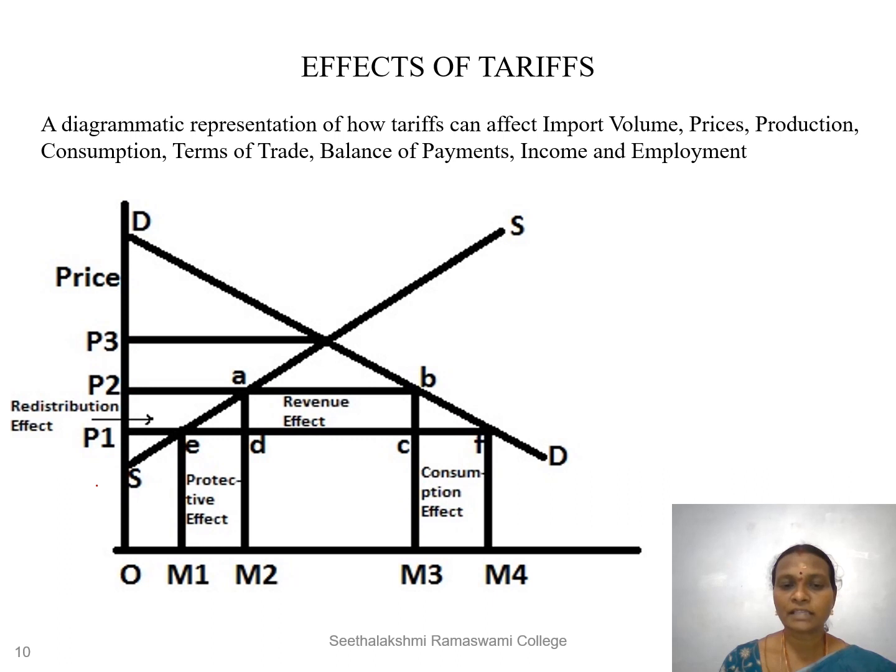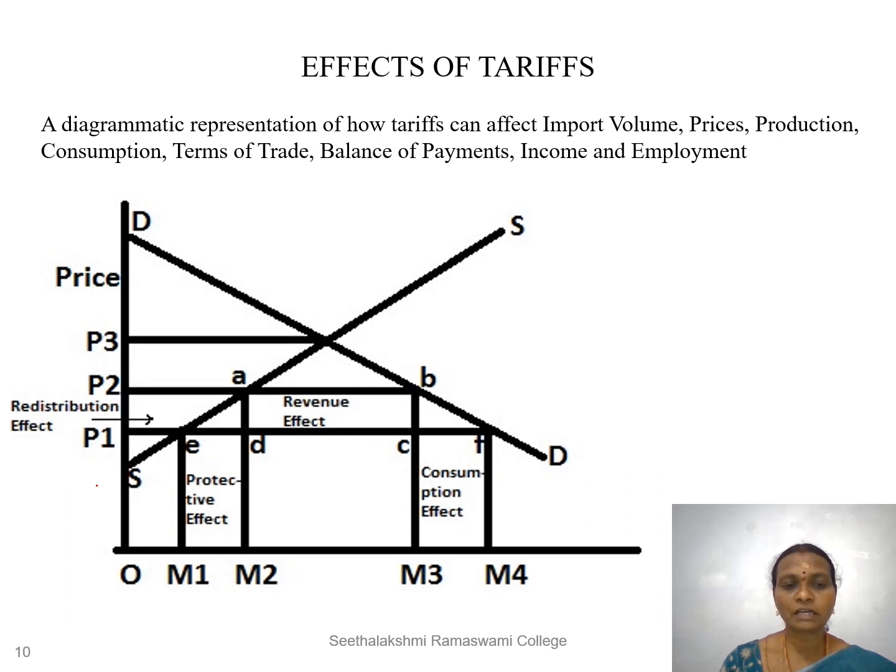Why has the reduction happened? Because of the increase in the price. The rise in the price from OP1 to OP2 is called the price effect. This area is called the price effect. Next we will see what the consumption effect is.